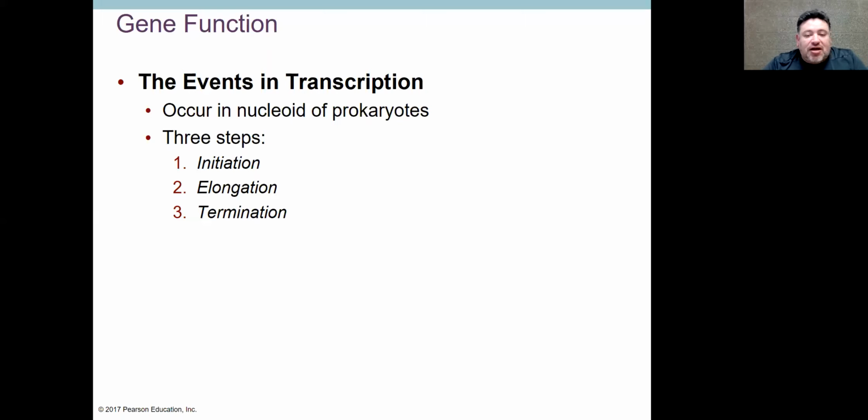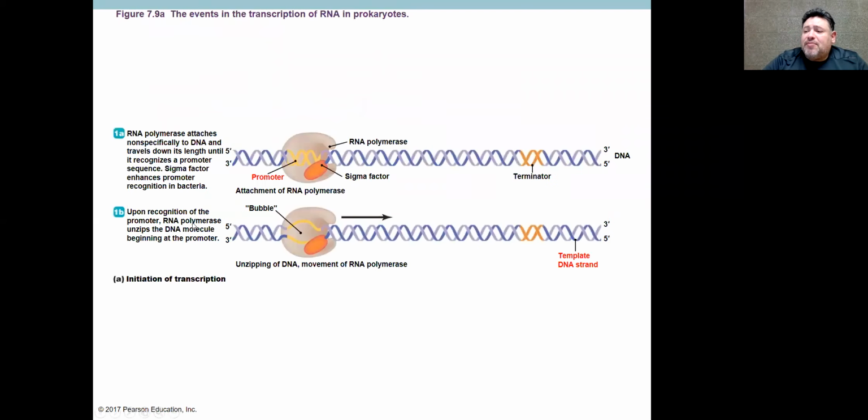Okay, so we just finished replication. Now we're going to move over to transcription. Okay. Transcription. Where are we going from? We're going from DNA to messenger RNA. That's what we're doing. As your author states, there are 3 steps to it: initiation, elongation, and termination. So let's start at the beginning.